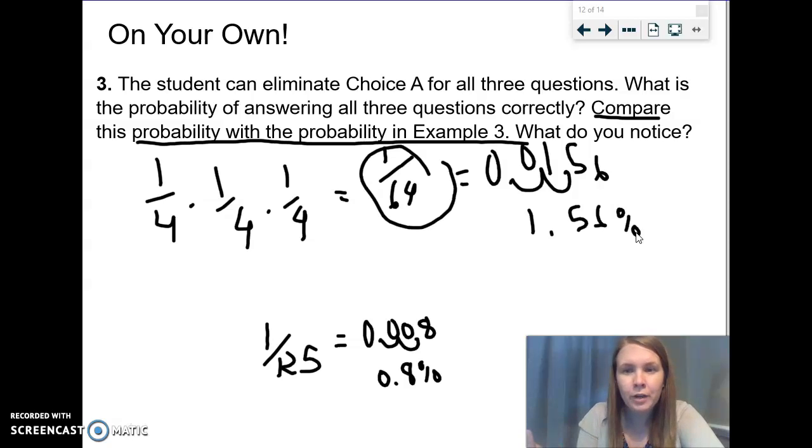So the way you could describe or compare them is you can say that your likelihood of getting it correct increases when you reduce the number of options you have to pick from.